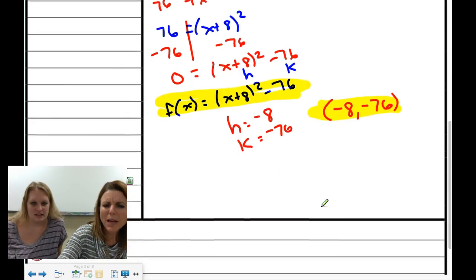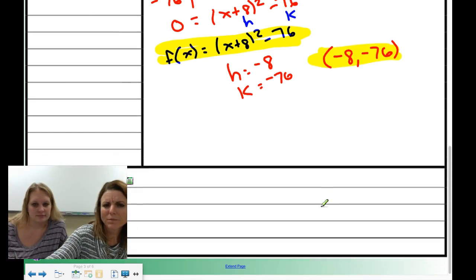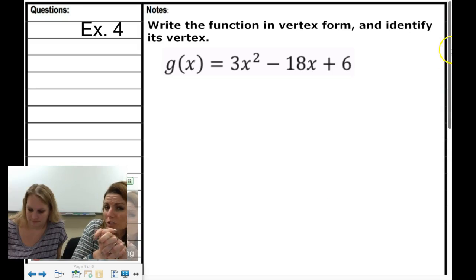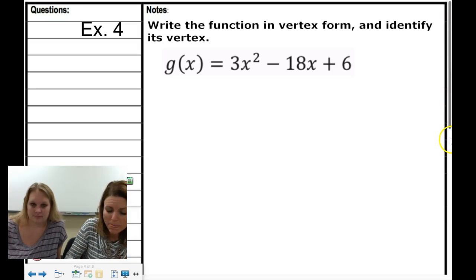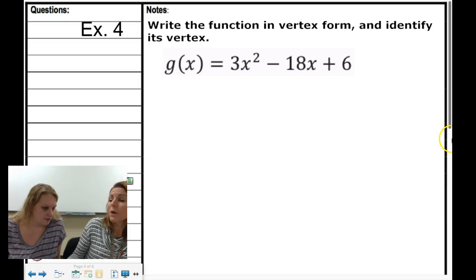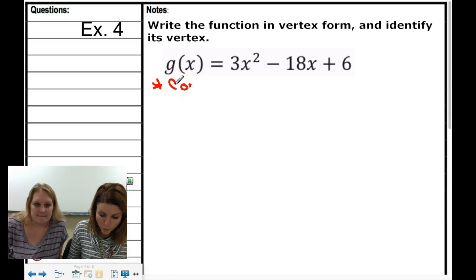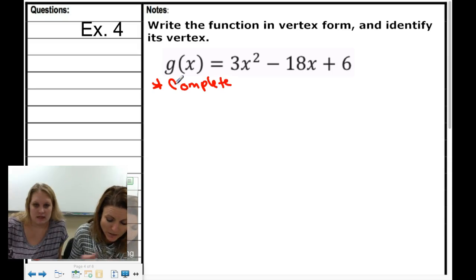All right, let's see what's next. I think we have another one. Let's try this one. Notice, again, write the function in vertex form. Right now it's in standard form. But remember, we first have to complete the square. And one of the first steps in completing the square is getting our variables on one side.